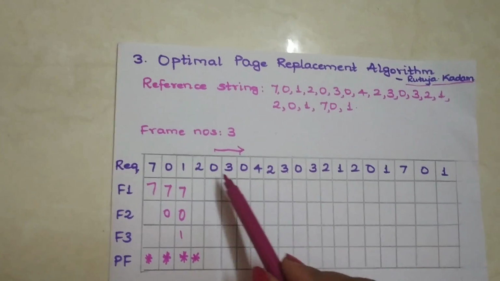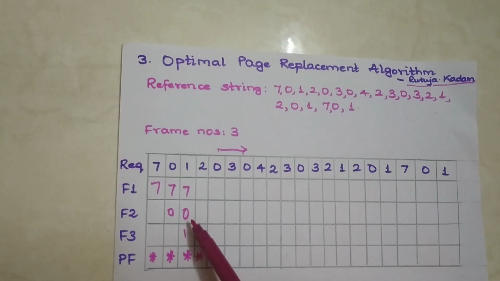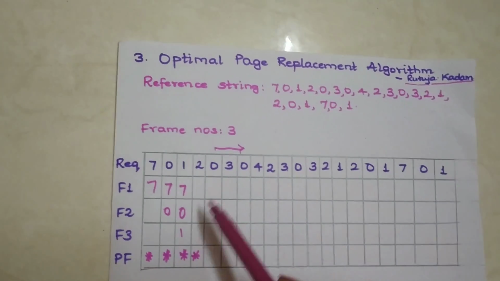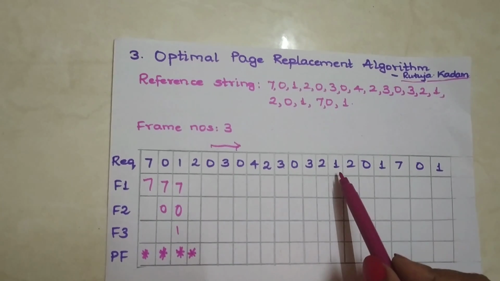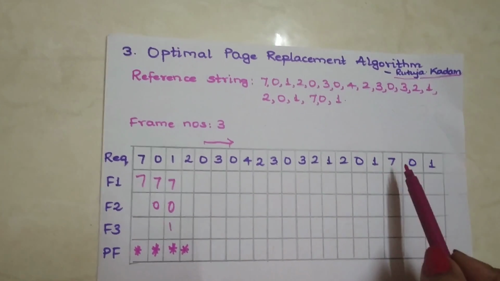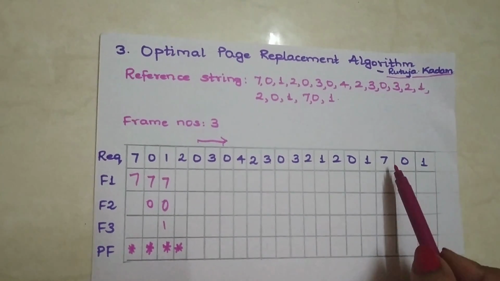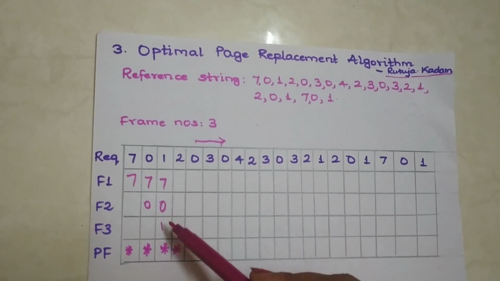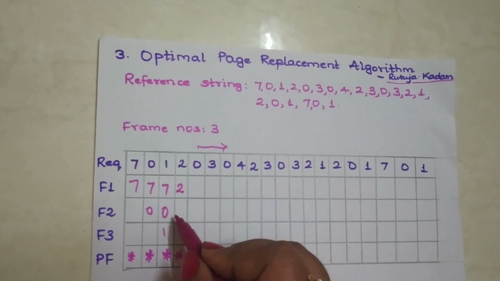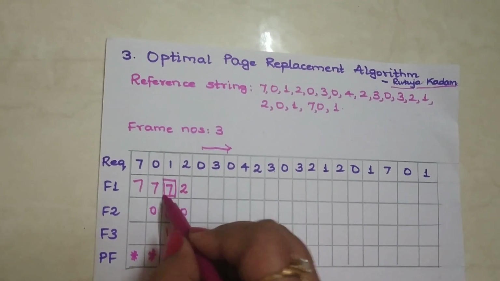7. So just check, where is 7? 7 is somewhere over here. Where is 0? 0 is immediately after 2, so we cannot replace 0. Then comes 1. Where is 1? 1 is before 7. So which one will be replaced? 7. Why 7? Because it is at the last. 7 will be used last out of 7, 0, 1. So it will be 2, 0, 1. Here 7 will be replaced.